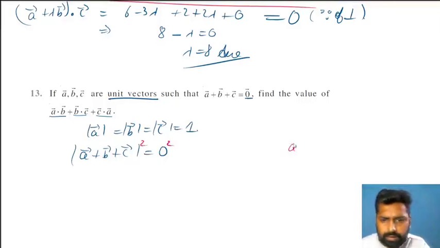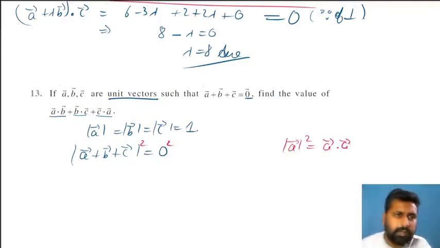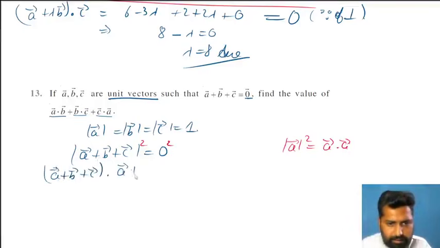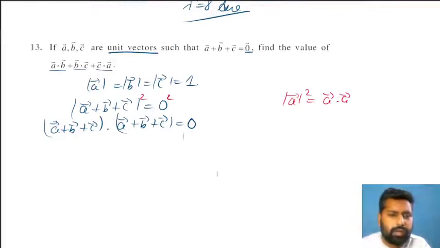Now use the property that mod A square can be written as A dot A. So I'll write this magnitude whole square as the vector A plus B plus C dot with the same vector A plus B plus C, is equal to 0. Now this is like A plus B plus C whole square. I told you that the algebraic properties work only with dot product, so we can use it.